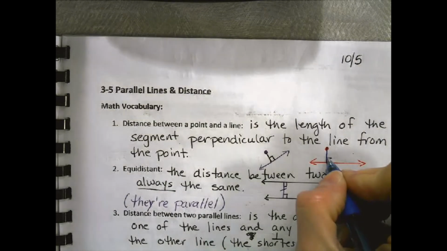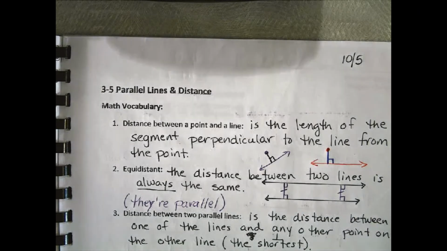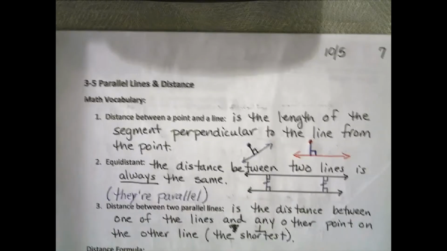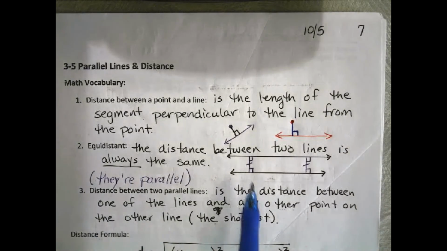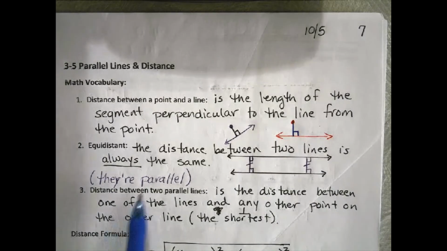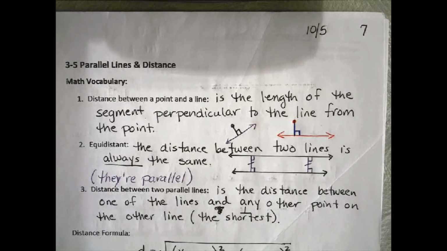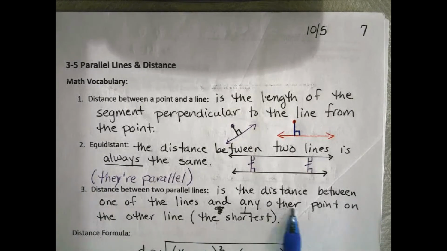Equidistant simply means that the distance between two lines is always the same. So if I have two lines, I would have to draw perpendicular lines between them and determine whether or not the measurement is the same. If it is, I can conclude that they are parallel. The distance between two parallel lines is the distance between one of the lines and any point on the other line. It is always the shortest distance, and it's perpendicular.